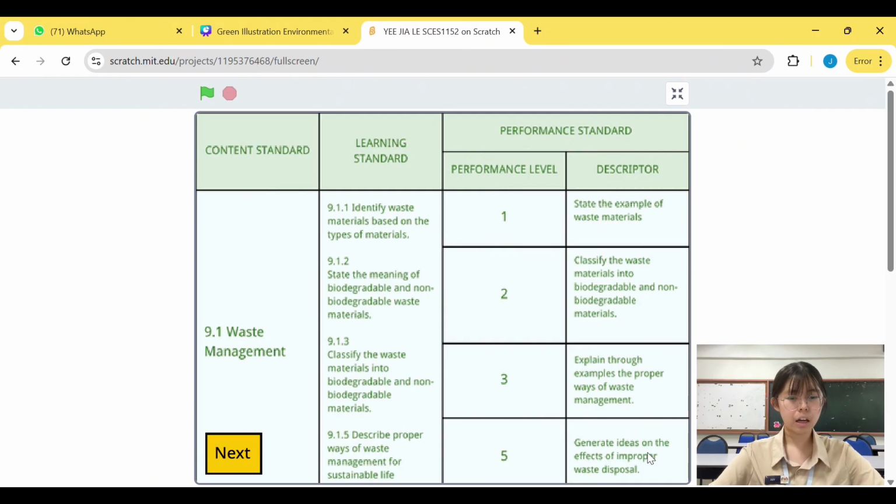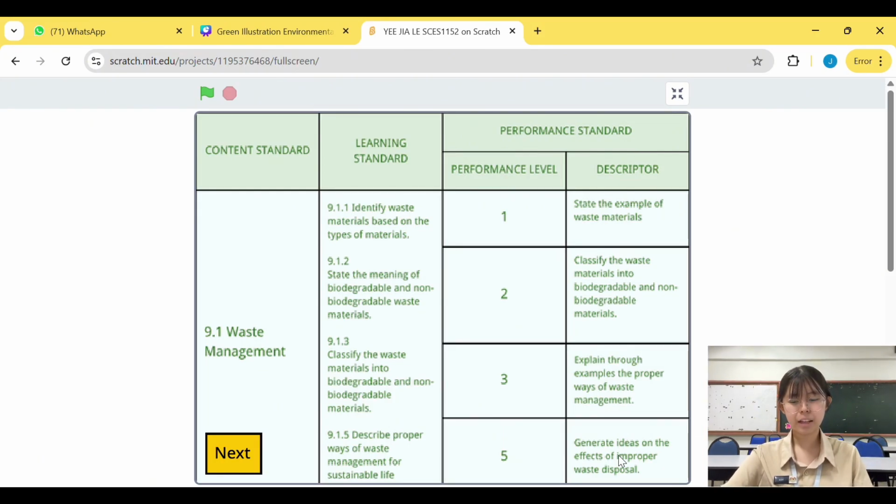Describe proper ways of waste management for sustainable life. In this subtopic, we will learn about waste management practices such as reusing, recycling, and repairing. In addition, we will explore other proper ways to manage waste to help protect the environment and support a more sustainable life. So let us explore my Scratch project.